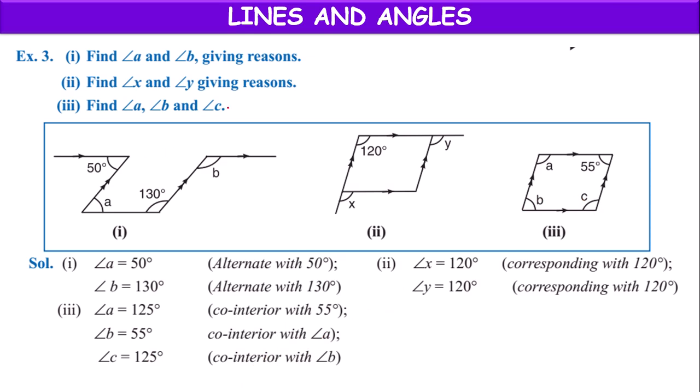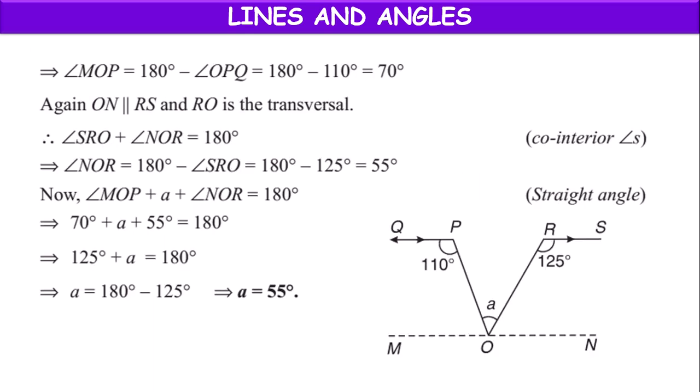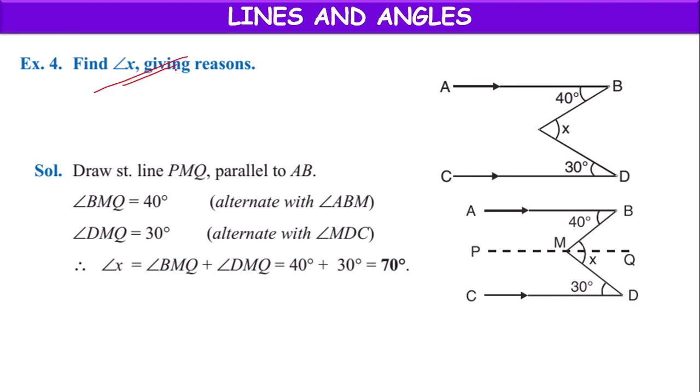Like this we can find the angles. Next one, find X by giving reasons. So AB, CD is there. We have AB line and CD line. We have one line here, one line here. Both the lines are intersecting at point, let it be M. BM and DM are intersecting at M, where angle X is formed. This angle they have given 40 degrees. This angle they have given 30 degrees.